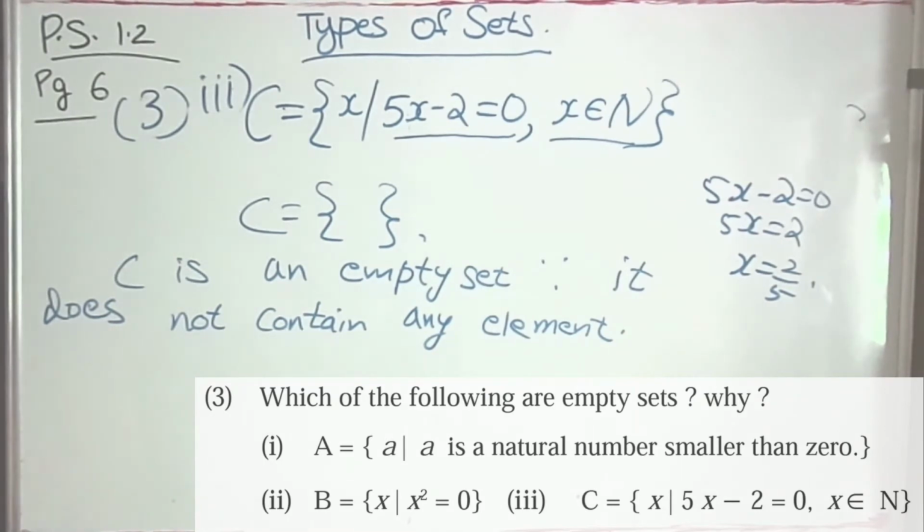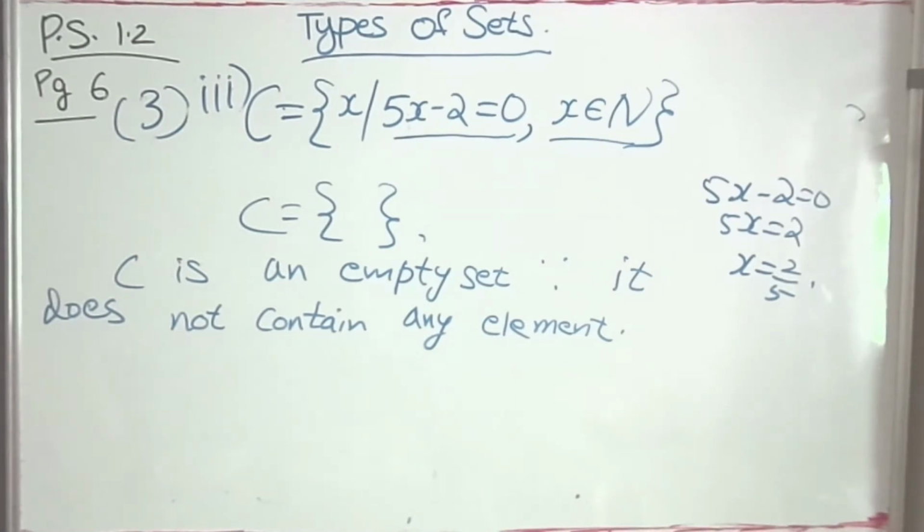Okay, so we have finished with those empty sets. Now we go to page number 7. You have to say with reasons which of the following sets are finite or infinite. When do we call a set finite? If the number of elements in that set can be counted. If we are not able to count them, then we call it an infinite set.